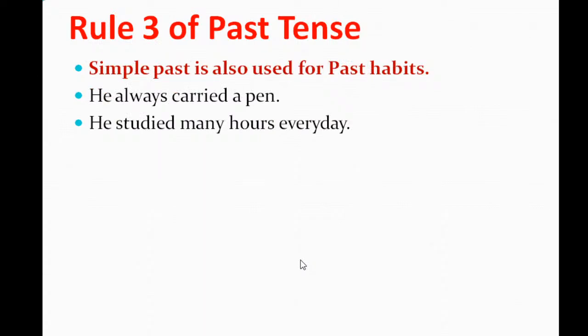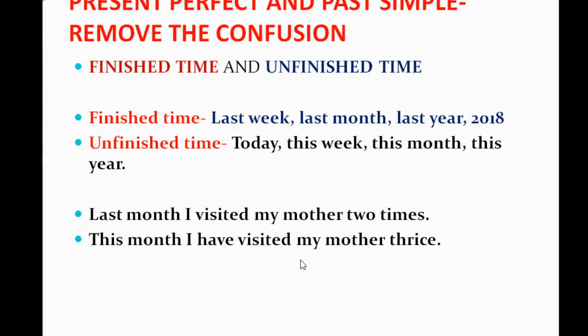So these are the 3 cases in which we use past simple tense. Let's go to a confusion state now. Present perfect and past simple, that is the biggest confusion. Why is this a confusion? The answer is very simple.